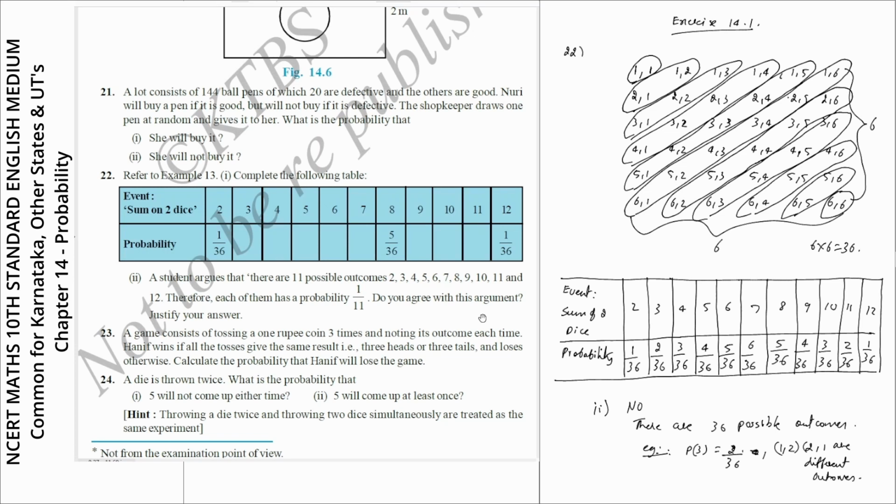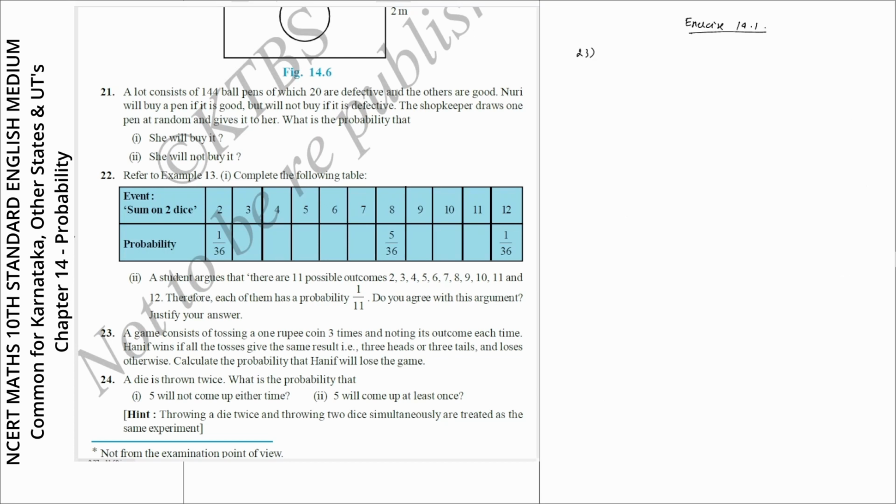Similarly, we can argue for many events here. The probability of getting 4 is 3 by 36, the probability of getting 5 is 4 by 36, and so on. It's not 1 by 11 as told by the student. That student is saying the probability of all these outcomes is just 1 by 11. It's not so. You can see in the table the probabilities of getting 3, 4, 5, 6, 7, 8, 9, 10, 11 and 12 are all different.